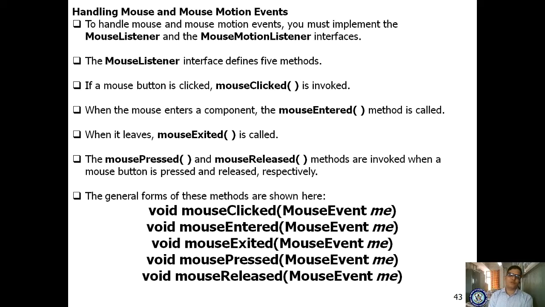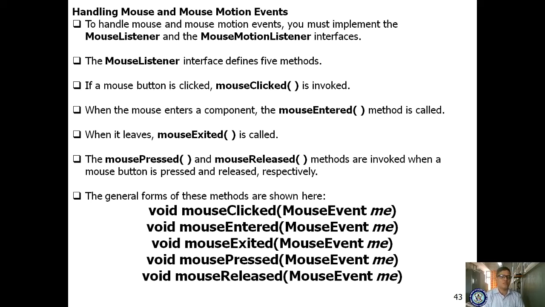If a mouse button is clicked, mouseClicked is invoked. When the mouse enters a component, the mouseEntered method is called. When it leaves, mouseExited is called. The mousePressed and mouseReleased methods are invoked when a mouse button is pressed and released respectively. So these are the 5 methods available for the MouseListener.